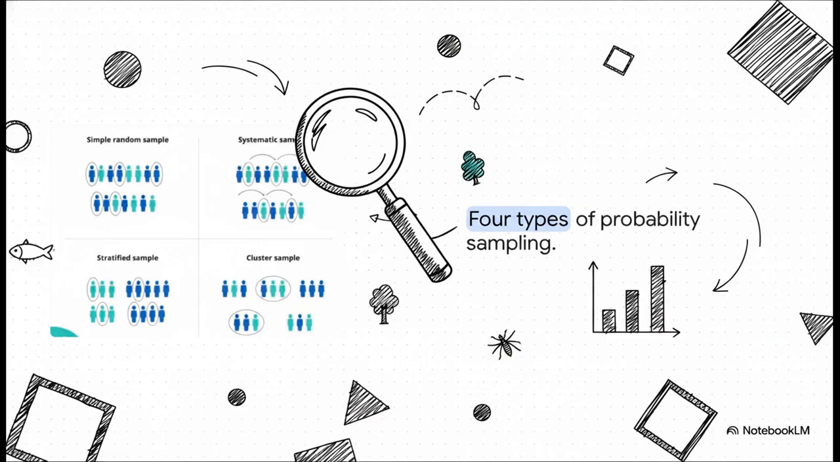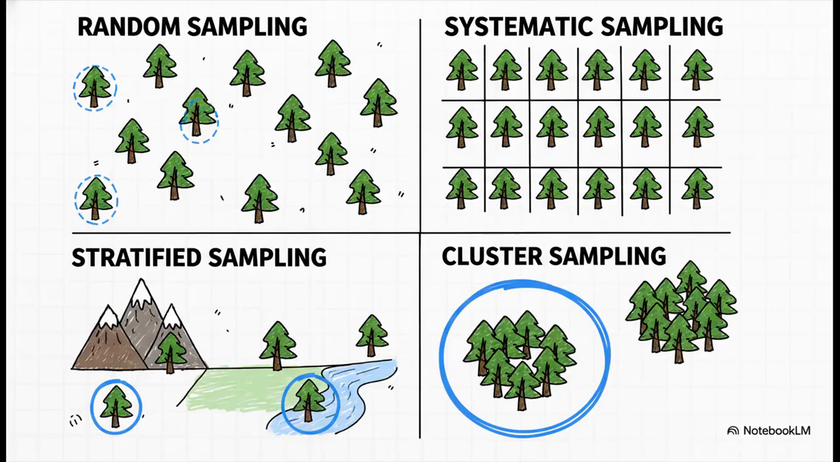There are 4 main types that ecologists rely on. Here's how they break down. If a forest is nicely uniform, we can just use random sampling, where every single spot has an equal chance of getting picked. Or we can use systematic sampling, setting up traps at regular, predictable intervals.